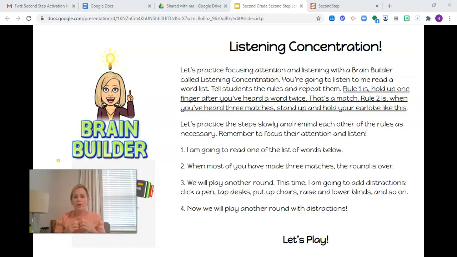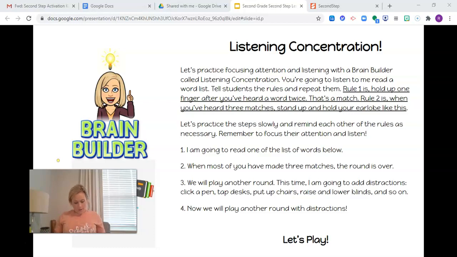I'm going to read one of the list of words below. 2, when most of you have made 3 matches, the round is over. 3, we'll play another round. This time I'm going to add distractions like click a pen, tap a desk, put up chairs. Now let's play.